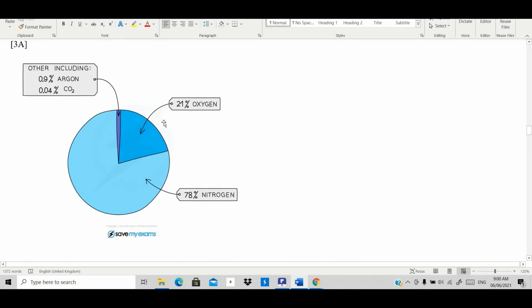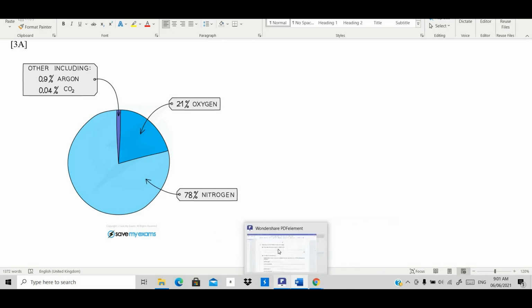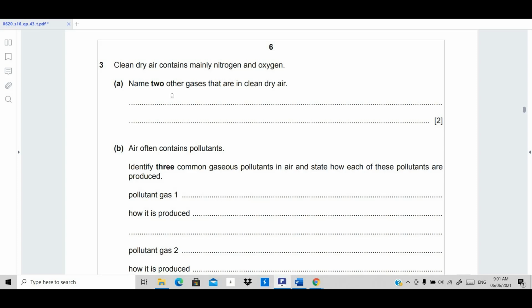You can see apart from nitrogen and oxygen, we already have nitrogen and oxygen here, 78% nitrogen and 21% oxygen. And in the other part, you can see carbon dioxide present in the clean dry air, and argon is also present, but it's not necessary to mention only argon. You can mention any named noble gas. For example, you can mention xenon, or you can go to your periodic table, look at the group 8, group 0 noble gases, and write any one from there. But I'll prefer writing argon, so I'll write the answer as argon and CO2.